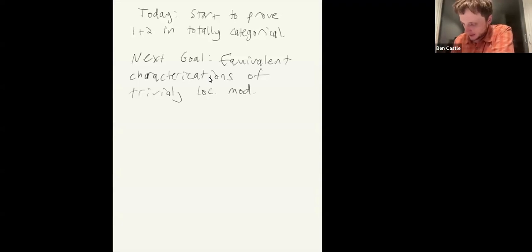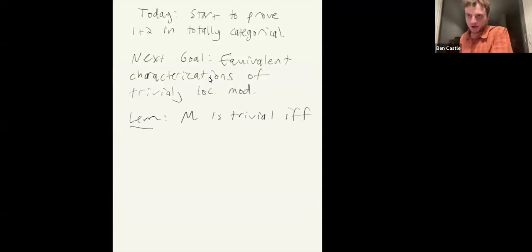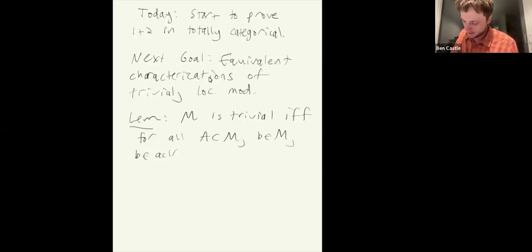Equivalent characterizations, which will be stronger statements that are going to be more helpful when we start proving things. So let's start with trivial. Lemma, which I'm not going to prove: M is trivial if and only if the following, and this is actually more commonly the definition of trivial. For all A subset of M and B in M, if B is in ACL of A, then B is in the ACL of some element of A.